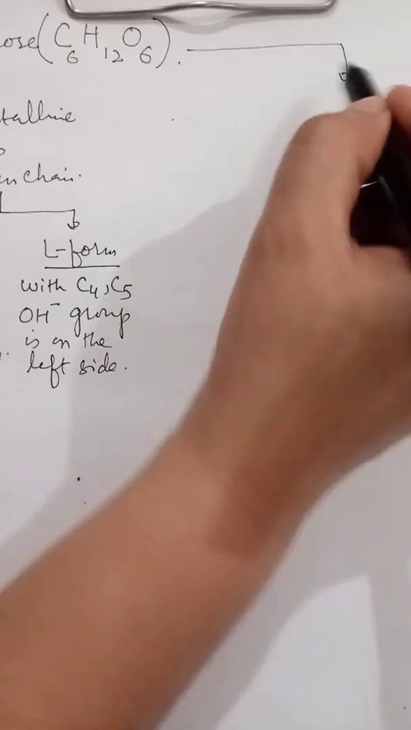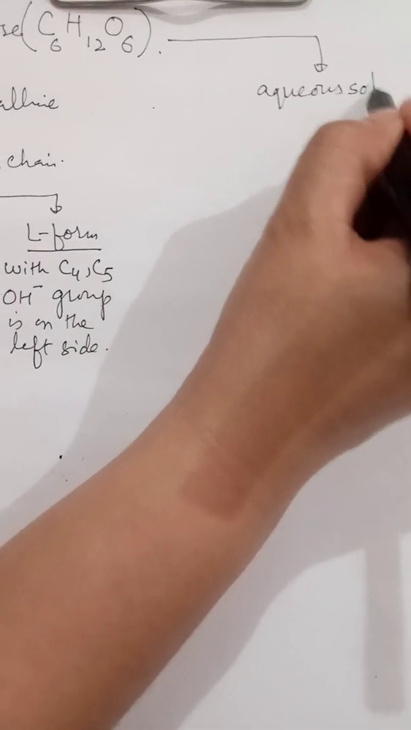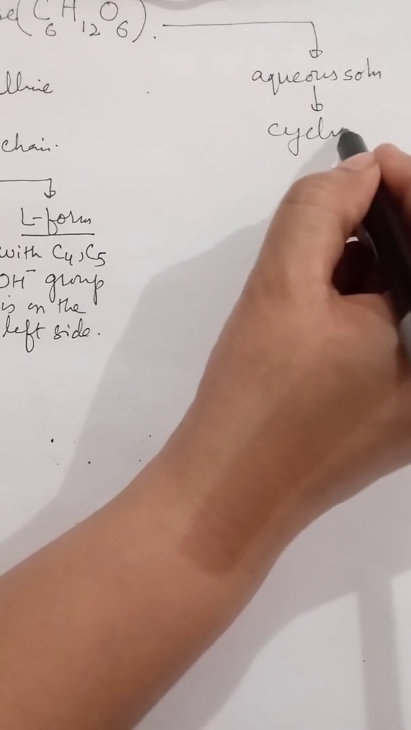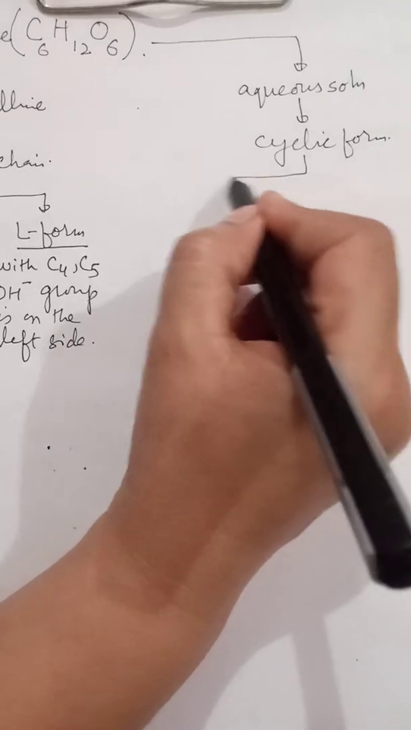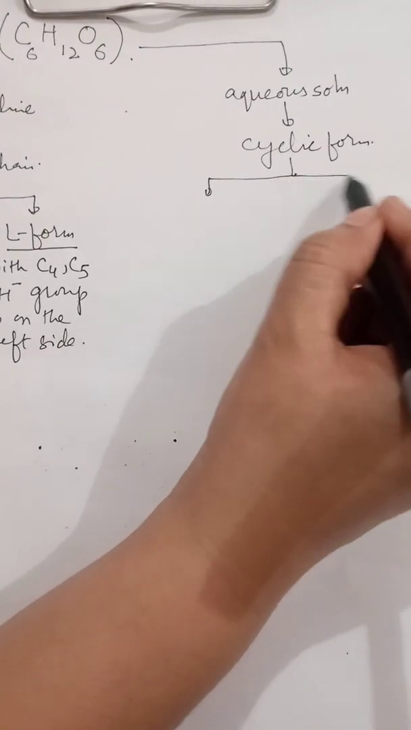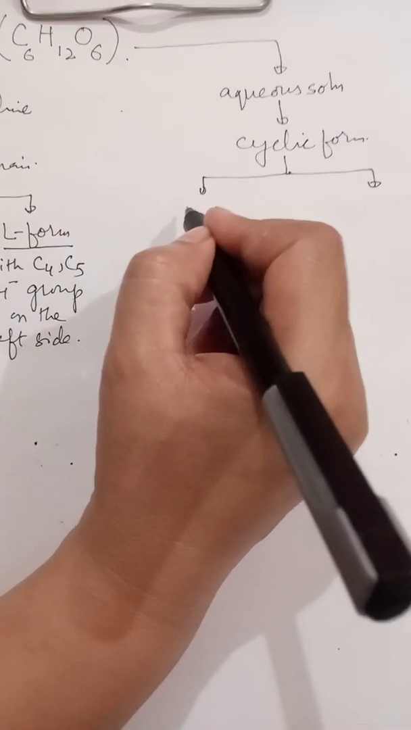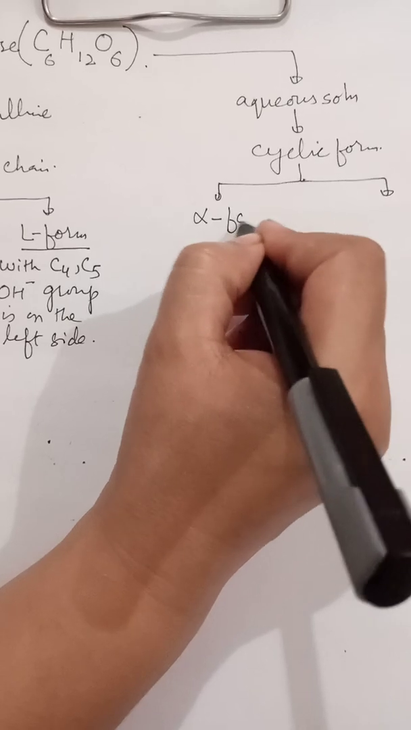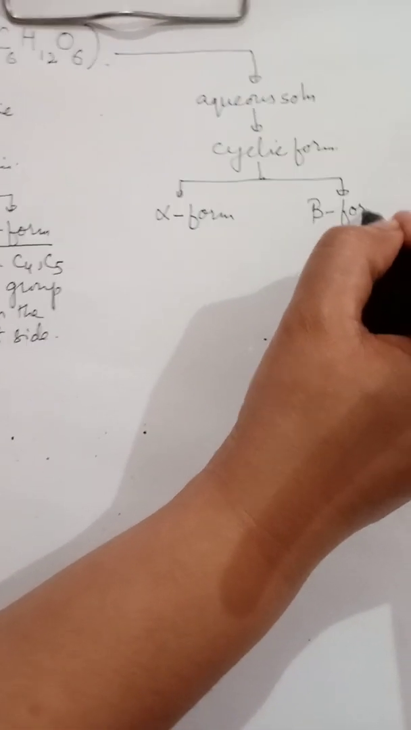But when it dissolves in water, in aqueous solution, it appears in cyclic form, and there are two cyclic forms of glucose. Whether it is D glucose or L glucose, both have two cyclic forms. They are the alpha form and the beta form.